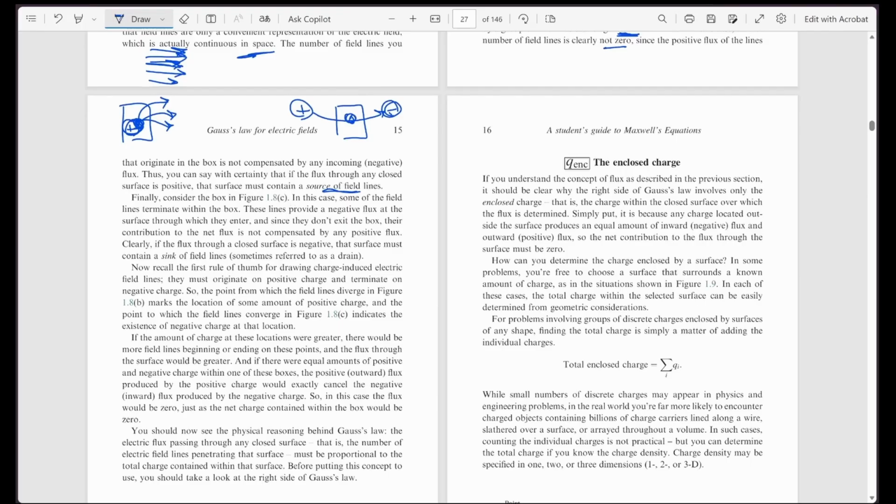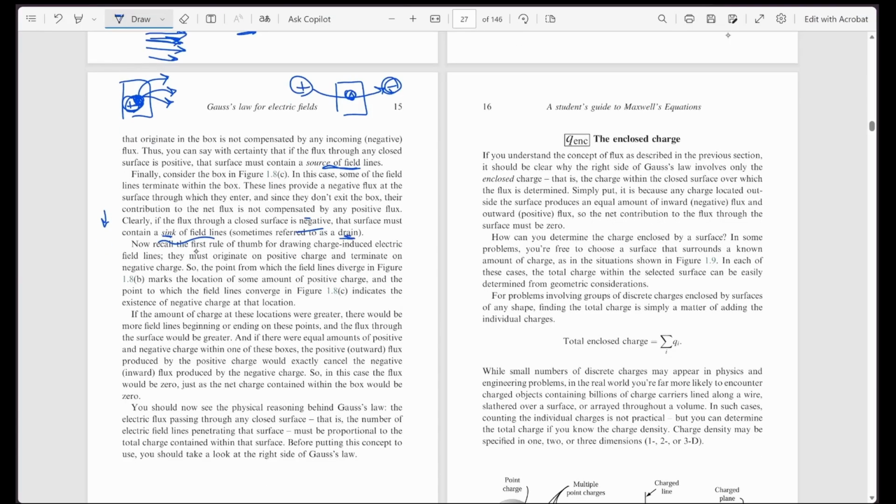In this case, some of the field lines terminate within the box. These lines provide a negative flux at the surface through which they enter, and since they don't exit the box, their contribution to the net flux is not compensated by any positive flux. Clearly, if the flux through a closed surface is negative, that surface must contain a sink of field lines. So a sink, that means a place where the field lines will just terminate. So we could say it's a sink or a drain.